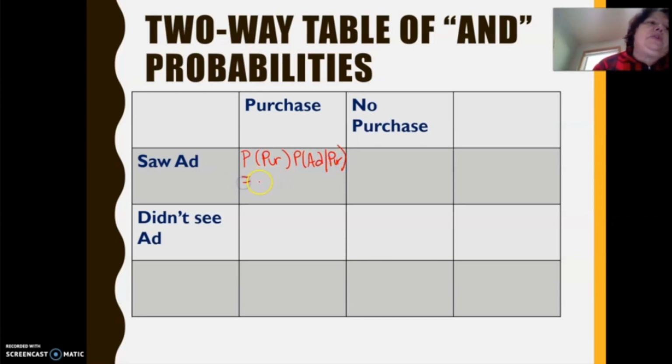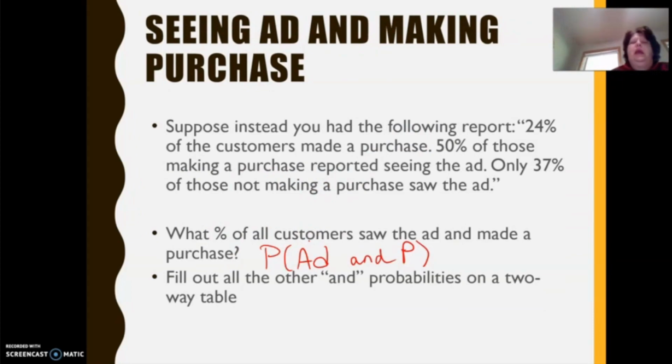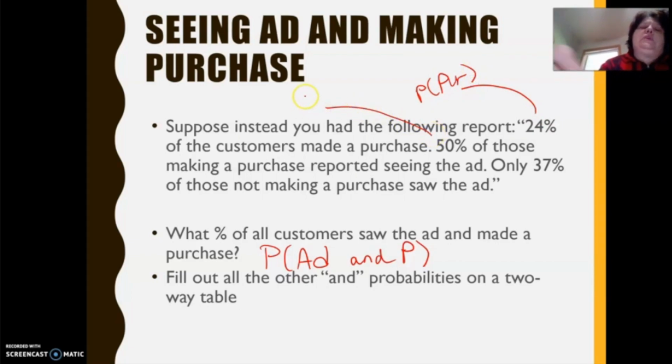And the probability of purchase is 0.24. Probability of ad given purchase is 0.5, that was given to us, and that's 0.12. If we want to go back and label what we have here, 24% made a purchase. 50% of those who made a purchase saw the ad, so it's ad given purchase. It's given purchase because you know that's what they did.